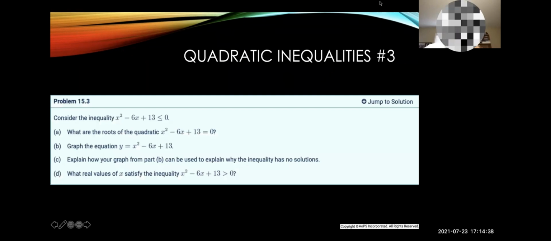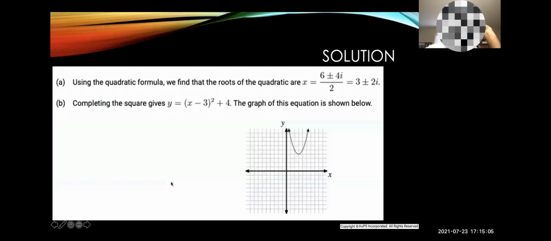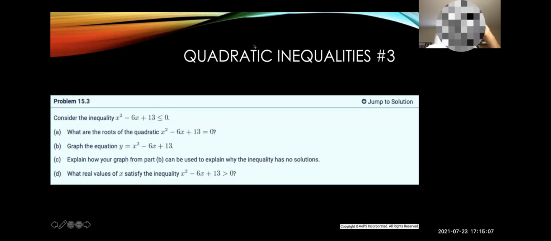So here's another problem with graphing quadratic inequalities, and this is where you consider this equality, which is a quadratic. So first find the roots, the solutions, like what will make this true. Then graph it. If you don't have graph paper, that's fine. You can just skip it if you can visualize in your head, and then explain why the inequality has no solutions, then reveal what values actually will give you that solution.